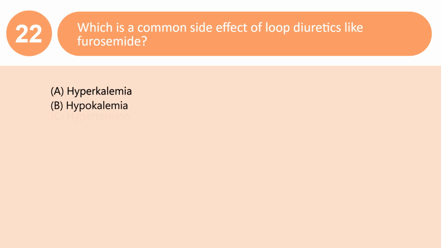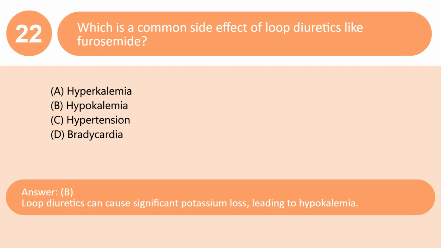Which is a common side effect of loop diuretics like furosemide? A. Hyperkalemia, B. Hypokalemia, C. Hypertension, D. Bradycardia. Answer, B. Loop diuretics can cause significant potassium loss, leading to hypokalemia.